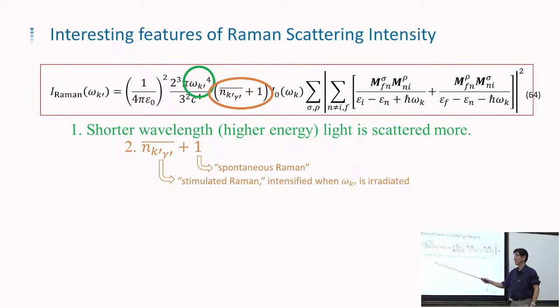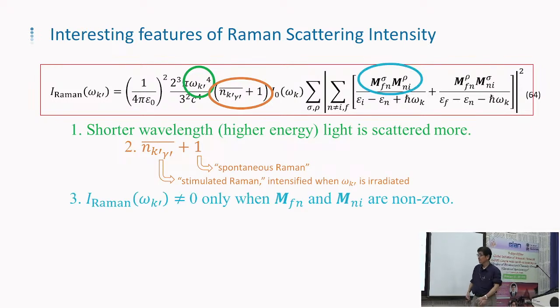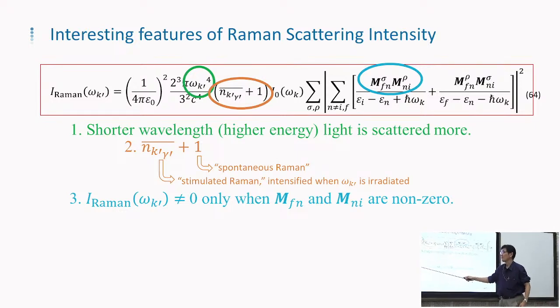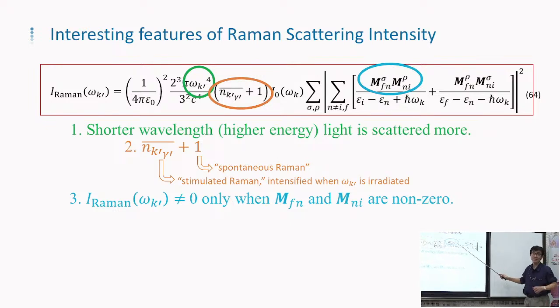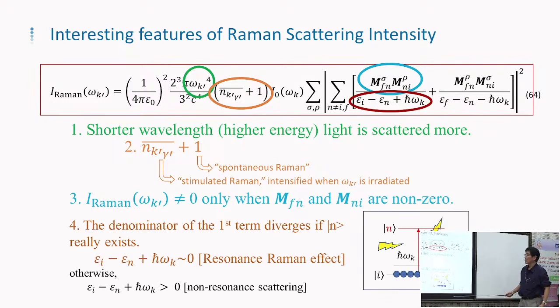Without preparing additional beam, Raman scattering occurs spontaneously. So this term corresponds to spontaneous Raman. This term is stimulated Raman. Third, intensity of the Raman scattering is not equal to 0 only when MFN and MNI are non-zero, as I explained previously. If one of the two is 0, scattering intensity is 0.